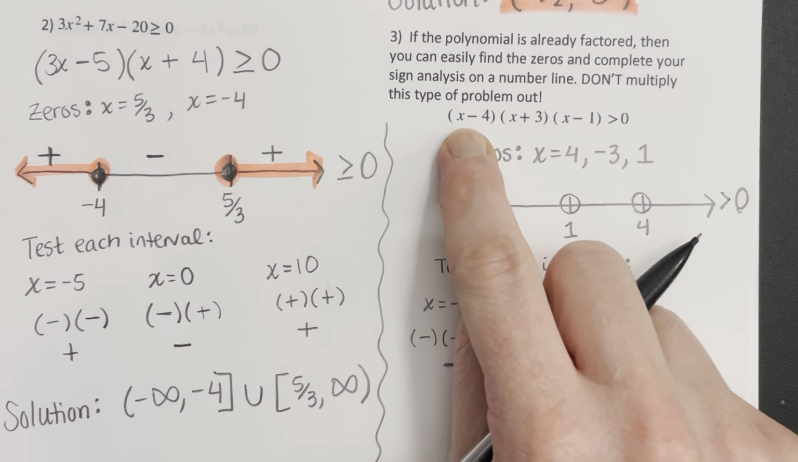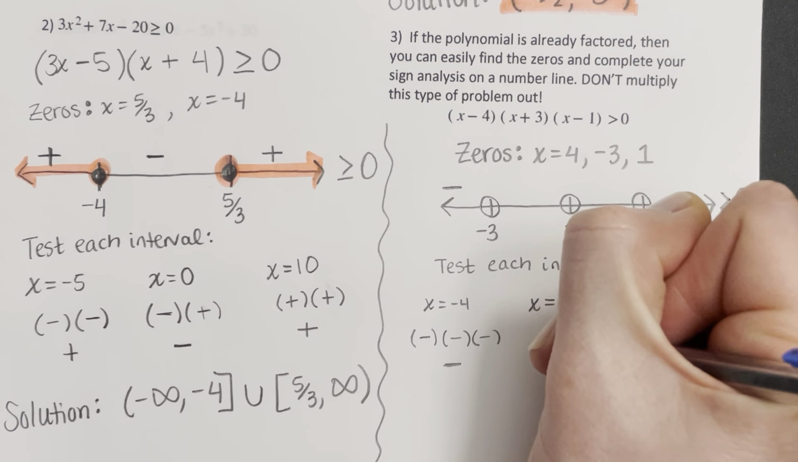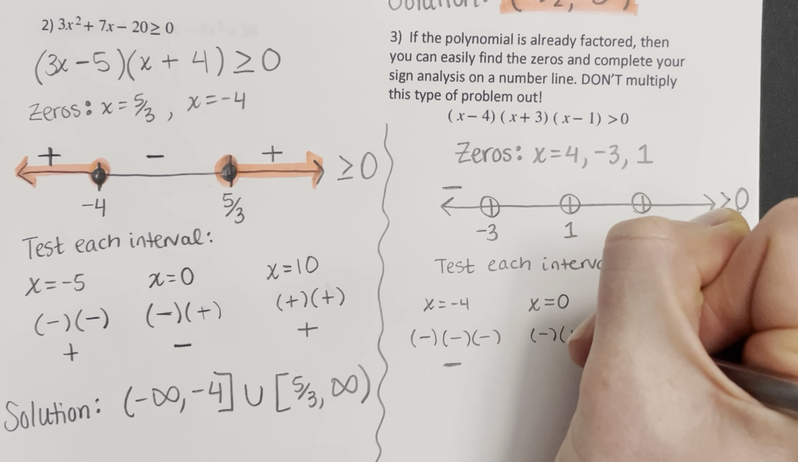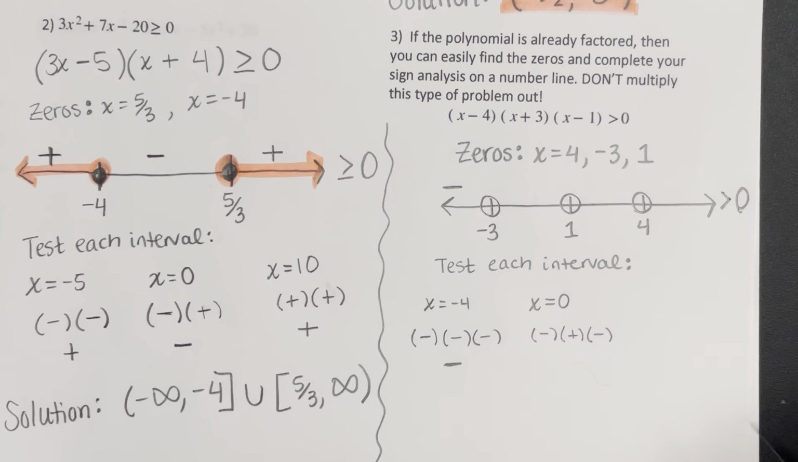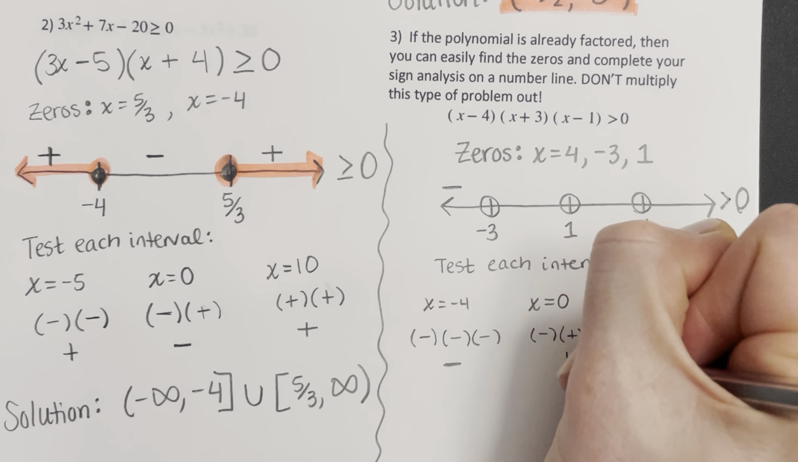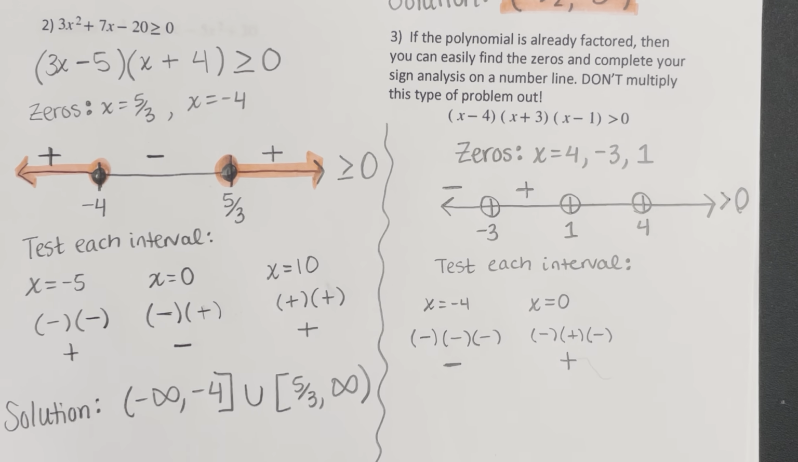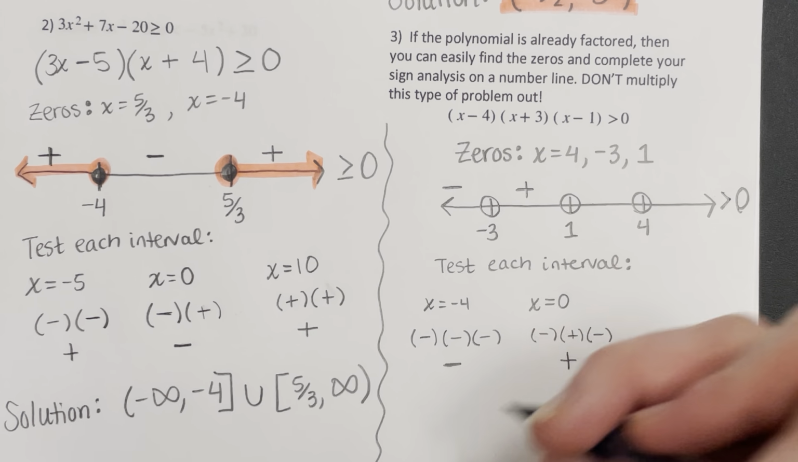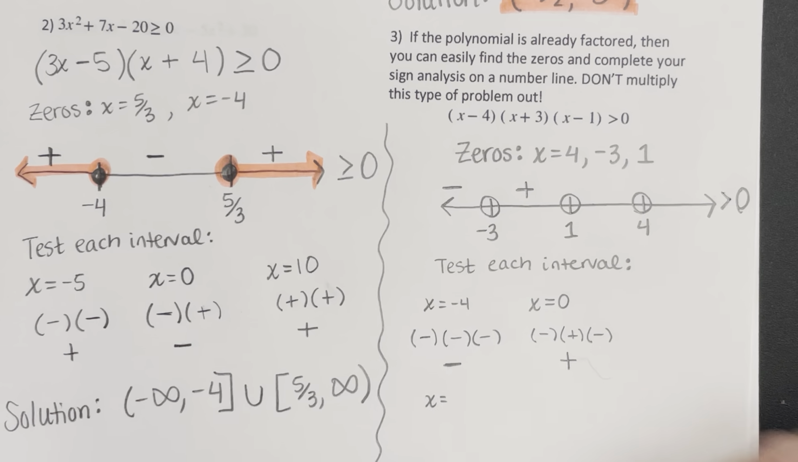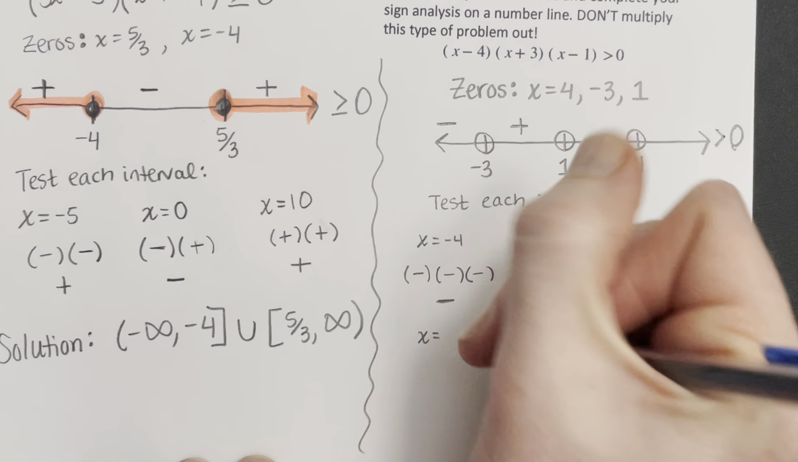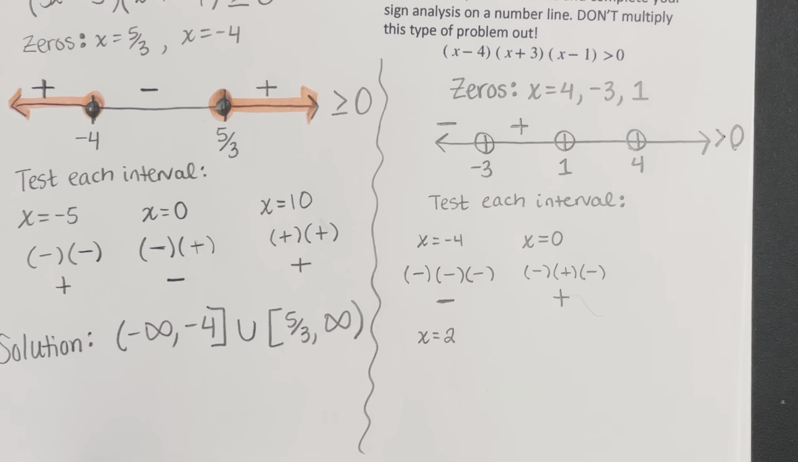So if I plug in 0, I have 0 minus 4 is negative. 0 plus 3 is positive. And 0 minus 1 is negative. Negative times a positive times a negative will be positive. All right, just to save space, I'm going down here, but we have to pick a number in between 1 and 4, something like 2. Sometimes you might have to plug in decimals.